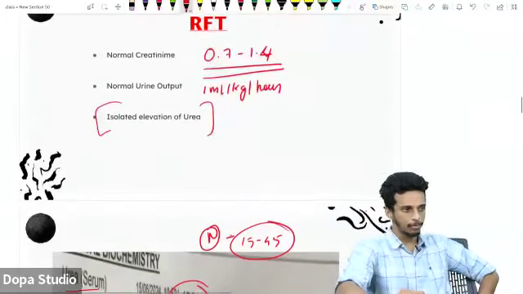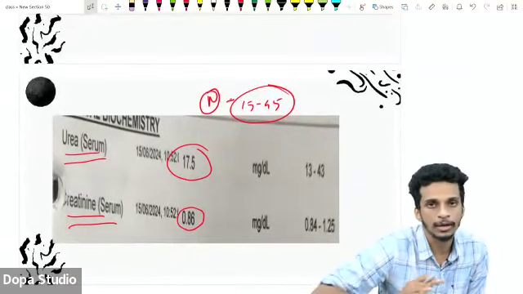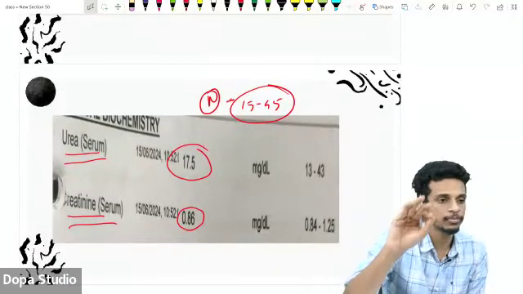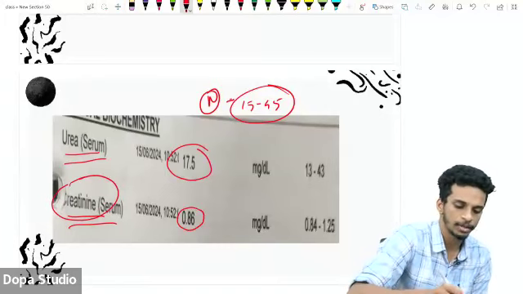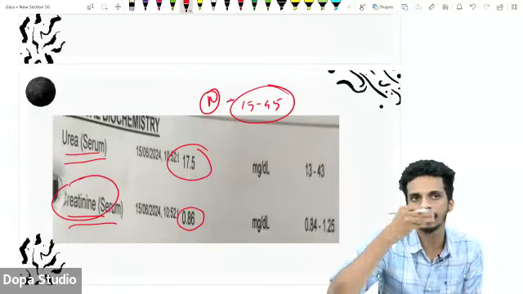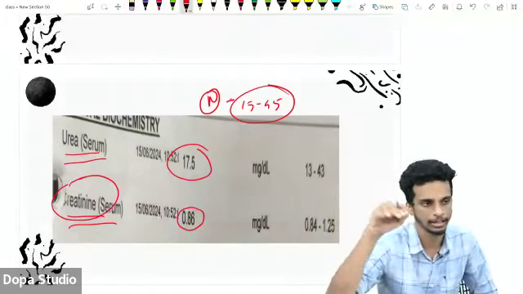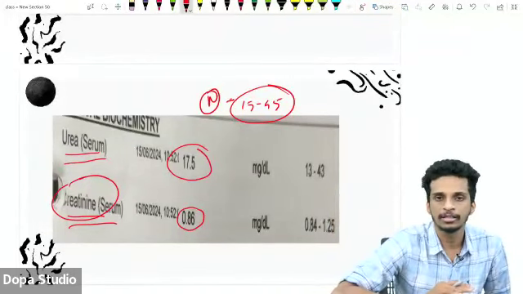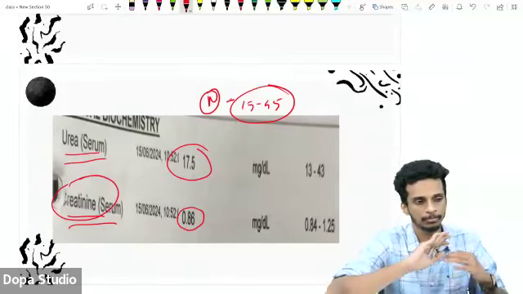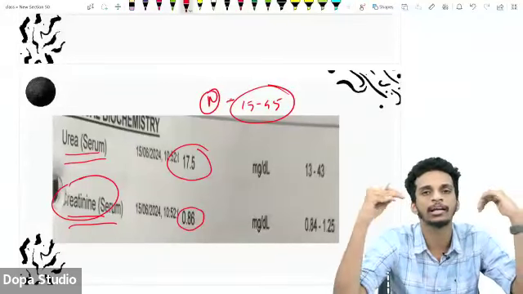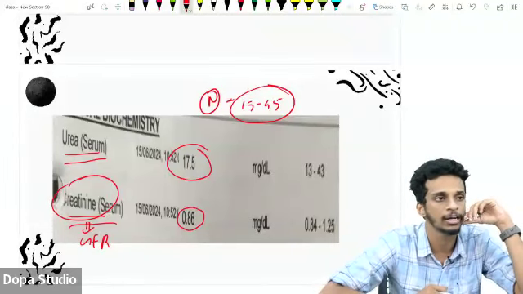Isolated elevation of urea, I will come back to that later. But before that, just know when this will be abnormal. One thing to stress here is that usually we take clinical judgments based on the levels of creatinine, because creatinine is a much better indicator than urea. Creatinine is an indirect indication of glomerular filtration rate; the creatinine clearance is equal to the GFR. I'm not going into the details, but creatinine indirectly measures the GFR, that means how well our kidneys are filtering or functioning.